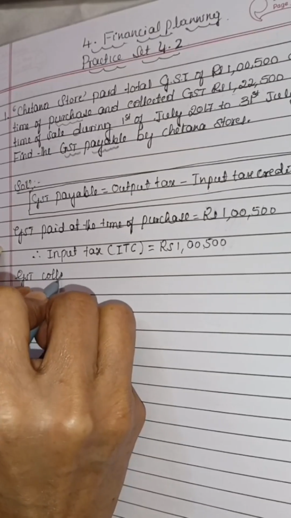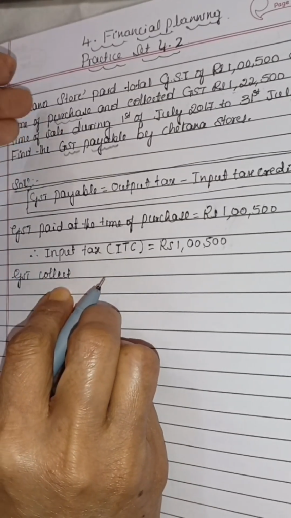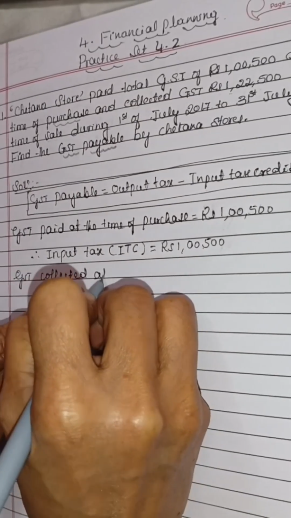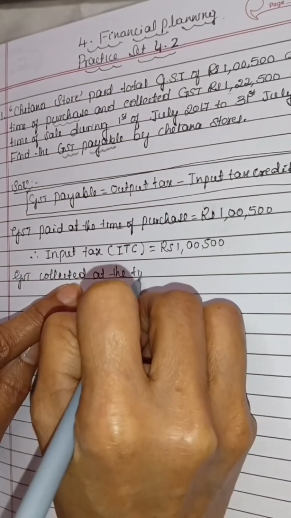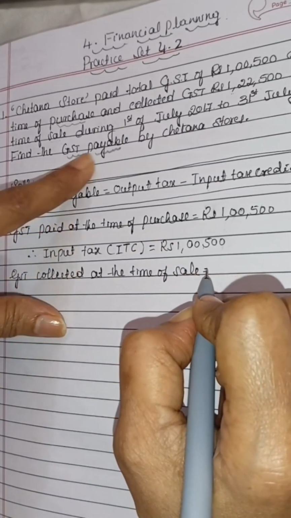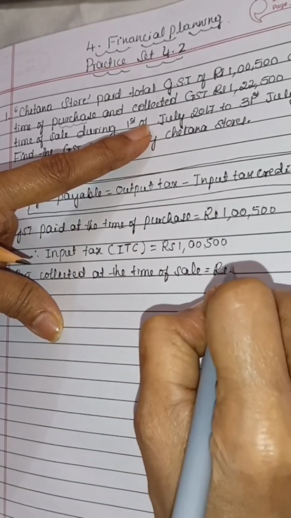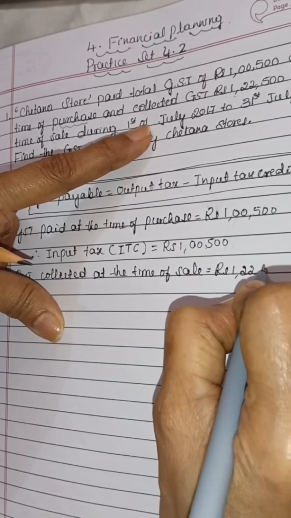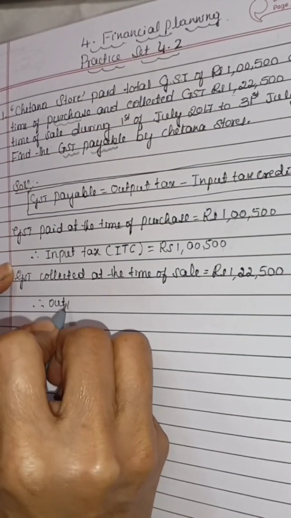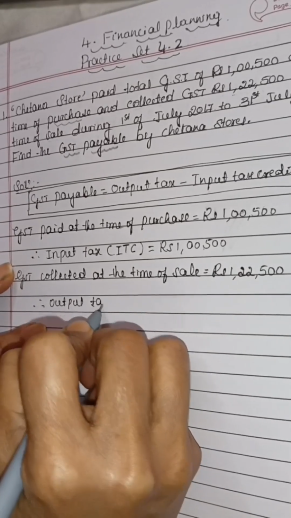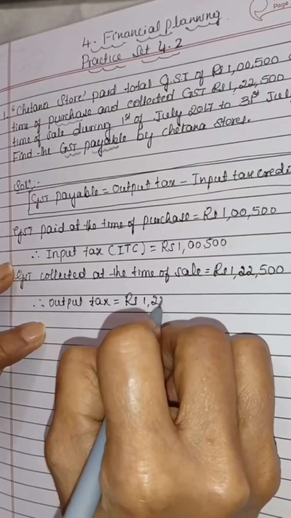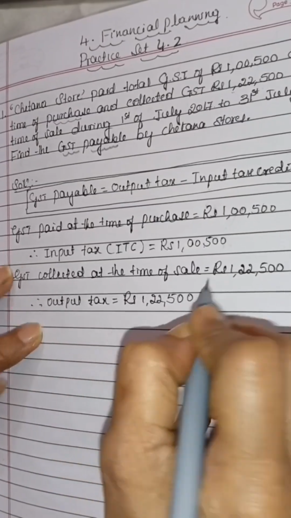Similarly, GST collected. Always remember, collection is output. GST collected at the time of sale is rupees 1,22,500. Therefore, output tax is rupees 1,22,500.